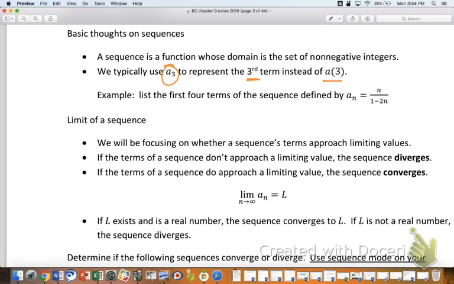An example you might have seen in the past lists the first 4 terms of the sequence defined by this, or maybe it asks for the 30th term in some sequence. Lots of different questions could be asked here. We're going to be focusing in our class and in this video on the limit of a sequence. This is going to be pretty important as we start to talk about series in a little bit.